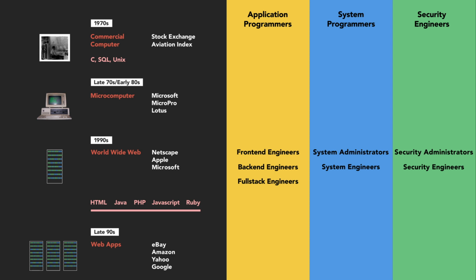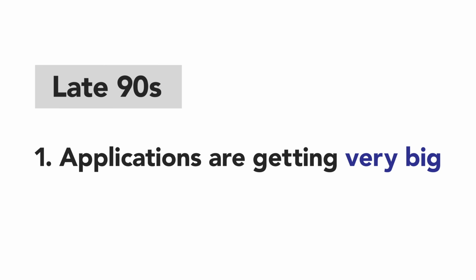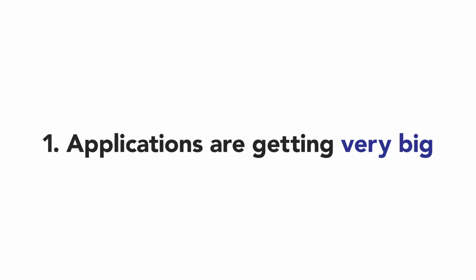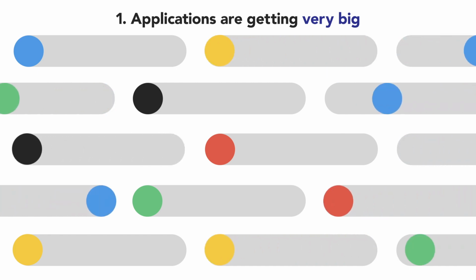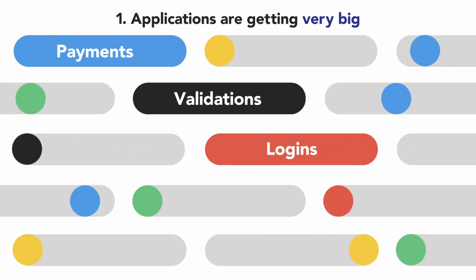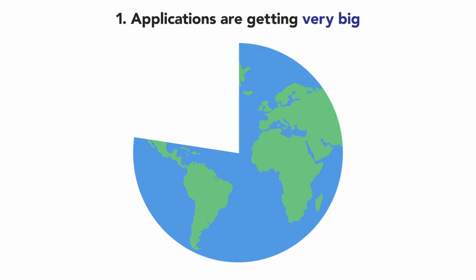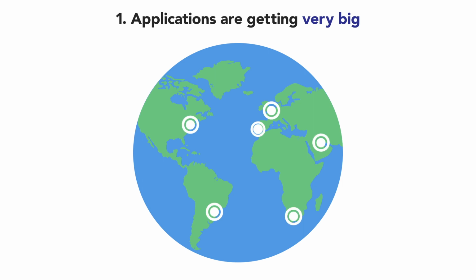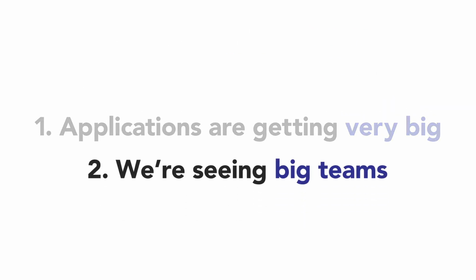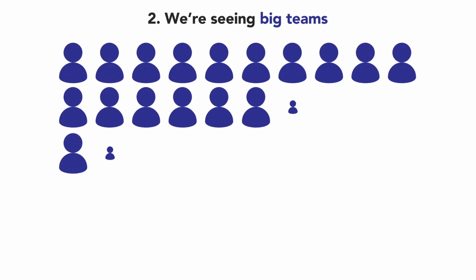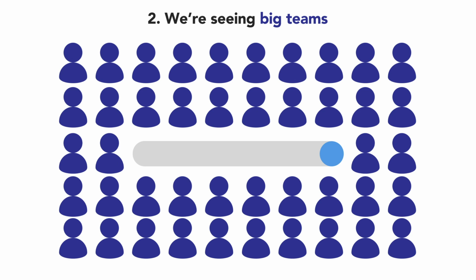Big systems cause new kinds of problems, and around this time we get two sorts of big scaling problems. The first one is that applications are getting very big. There's a lot of lines of code. There are lots of moving parts. Some applications are handling payments and validations and logins and logging out and buying tickets in multiple countries around the world, and all of this has to happen very quickly and very consistently from anywhere in the world, regardless of where your data center is. The second big problem is that we're seeing big teams. We're getting thousands of developers working on a single unit of code, and so working practices have to adapt.